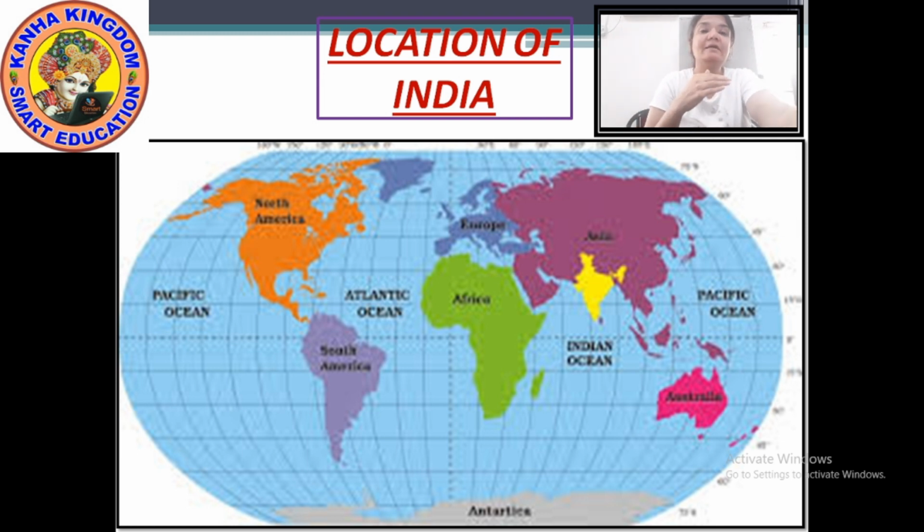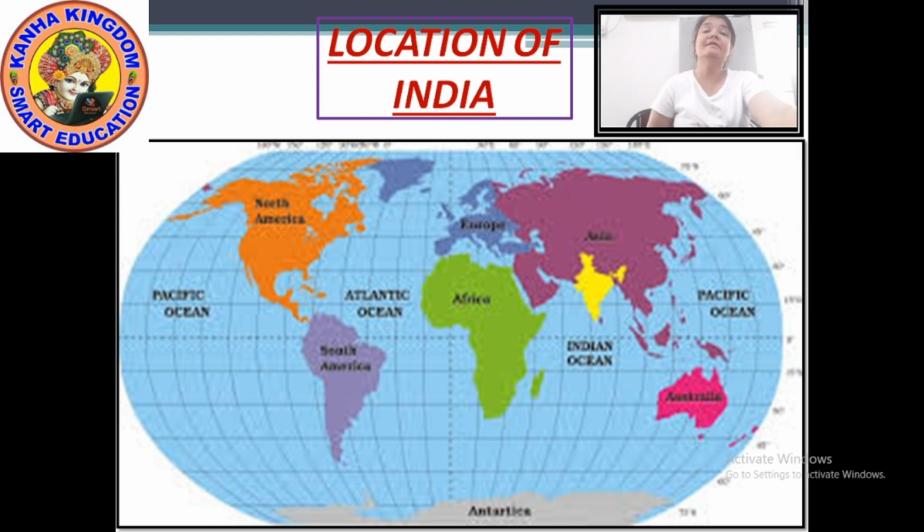First, if we look at North America, the one which is in orange color, North America is in the northern hemisphere. Moving to South America, that is in the light purple color. You can see a small part of South America is in the northern hemisphere and the large part is in the southern hemisphere. So this is North America in the northern hemisphere and South America in the southern hemisphere.